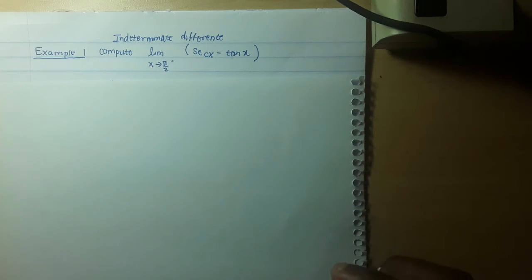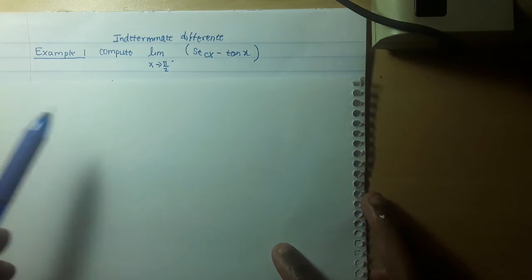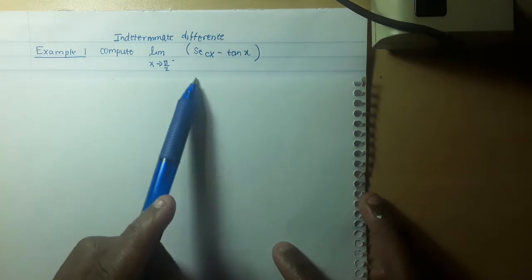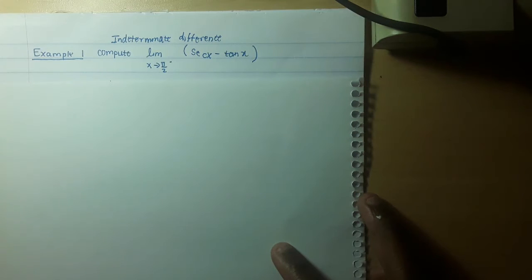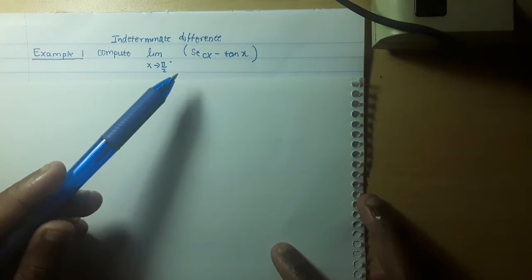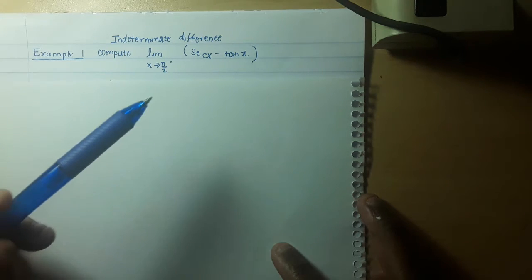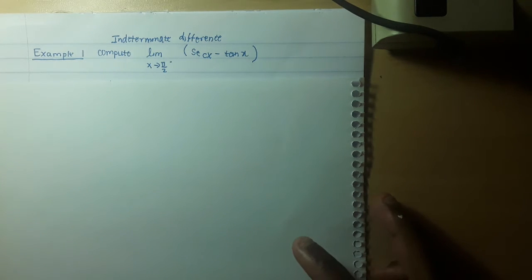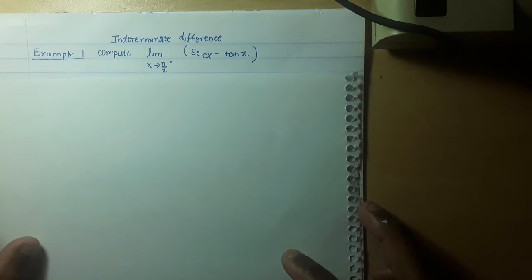In this video we are continuing with indeterminate difference. In the previous video we covered the theory work and we said whenever we need to solve an indeterminate difference problem, we need to try and simplify this expression, and thereafter we need to see what the limit is. If it's 0 over 0 or infinity over infinity, then we should be able to apply L'Hopital's rule.